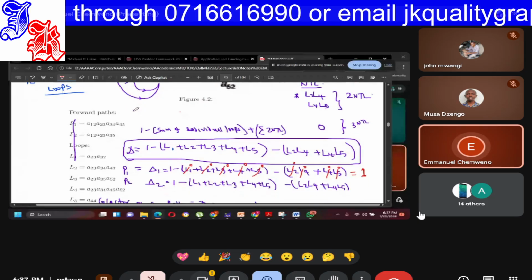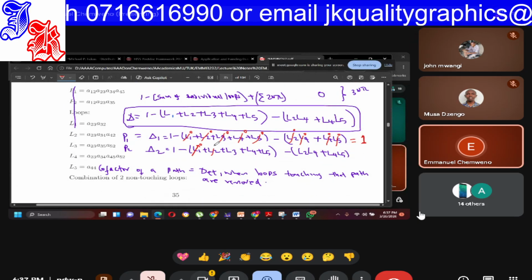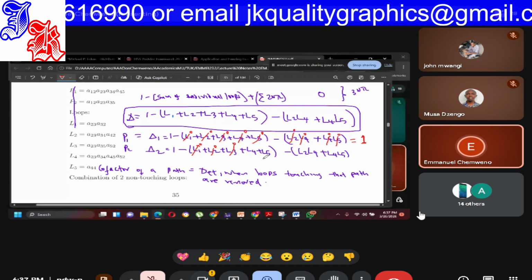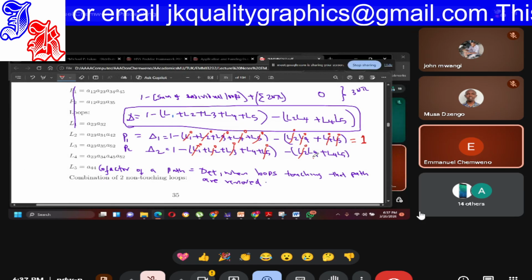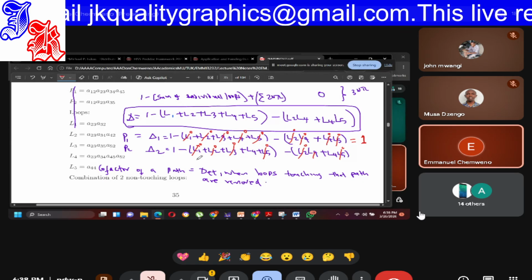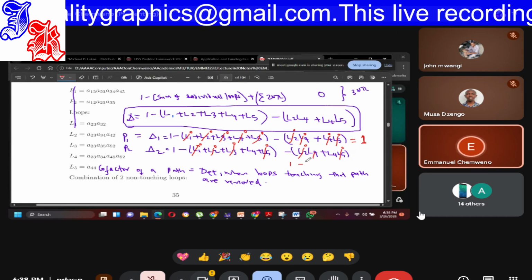So I will make the cofactor: loop 1 touches, loop 2 touches, loop 3 touches, loop 4 does not touch, and loop 5 touches. So loop 2 touches, which makes everything 0, and loop 5 touches, which makes everything 0. So for here, I remain with only 1 minus loop 4.